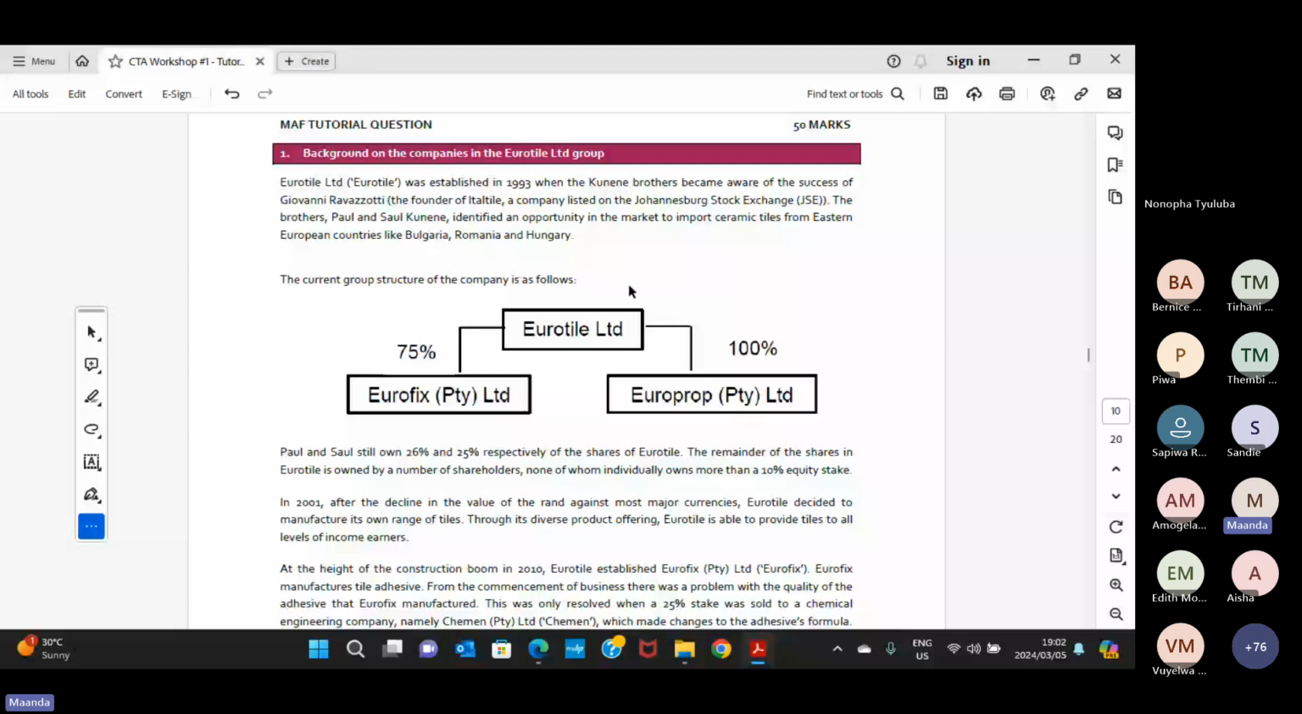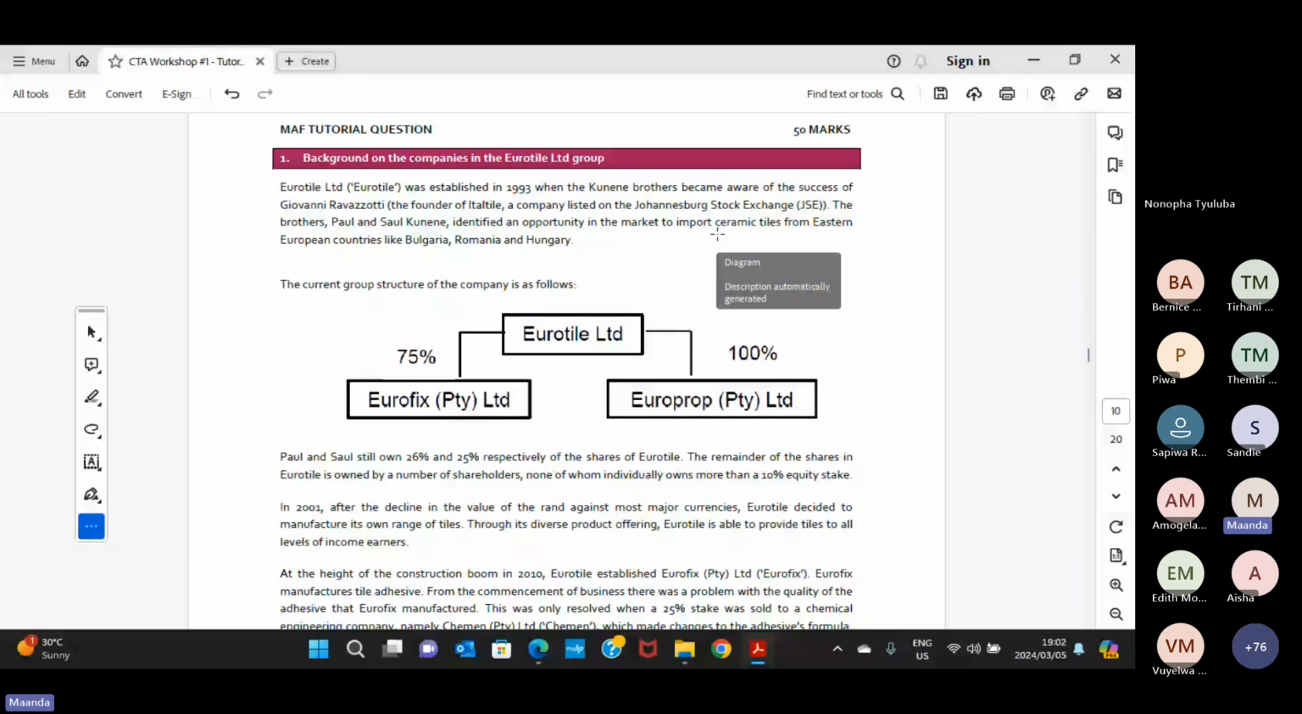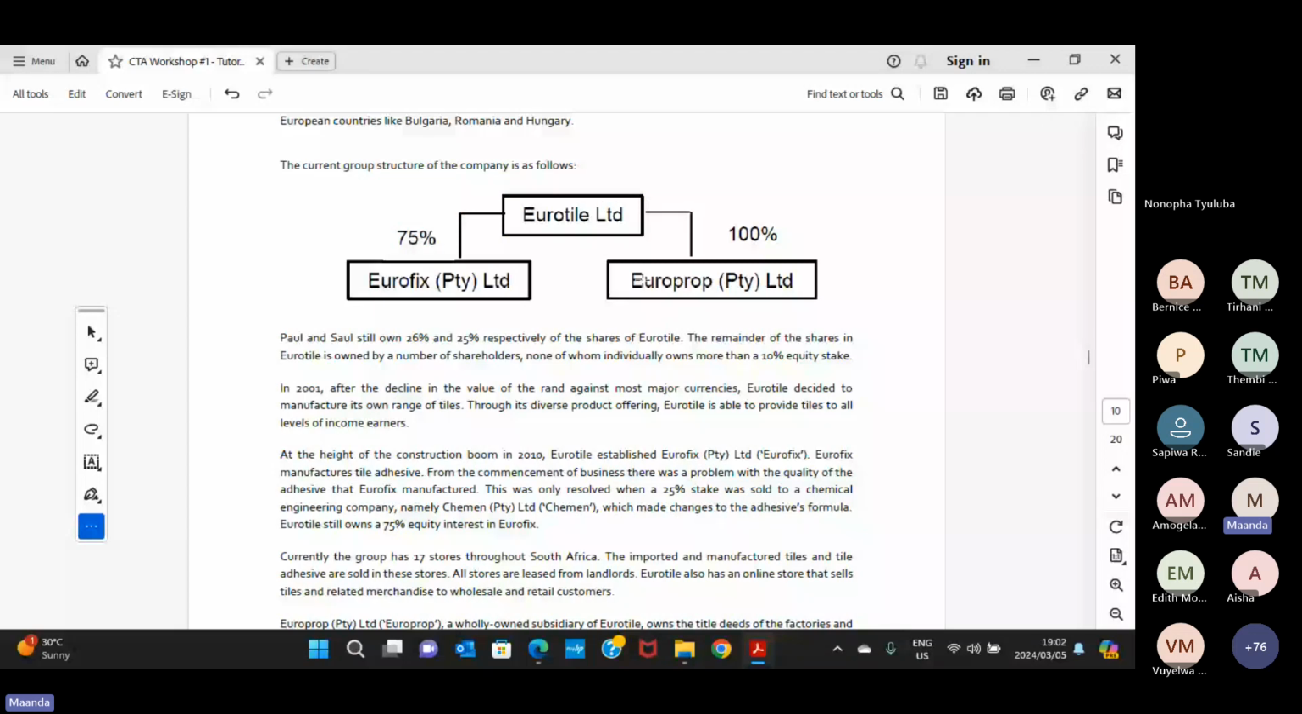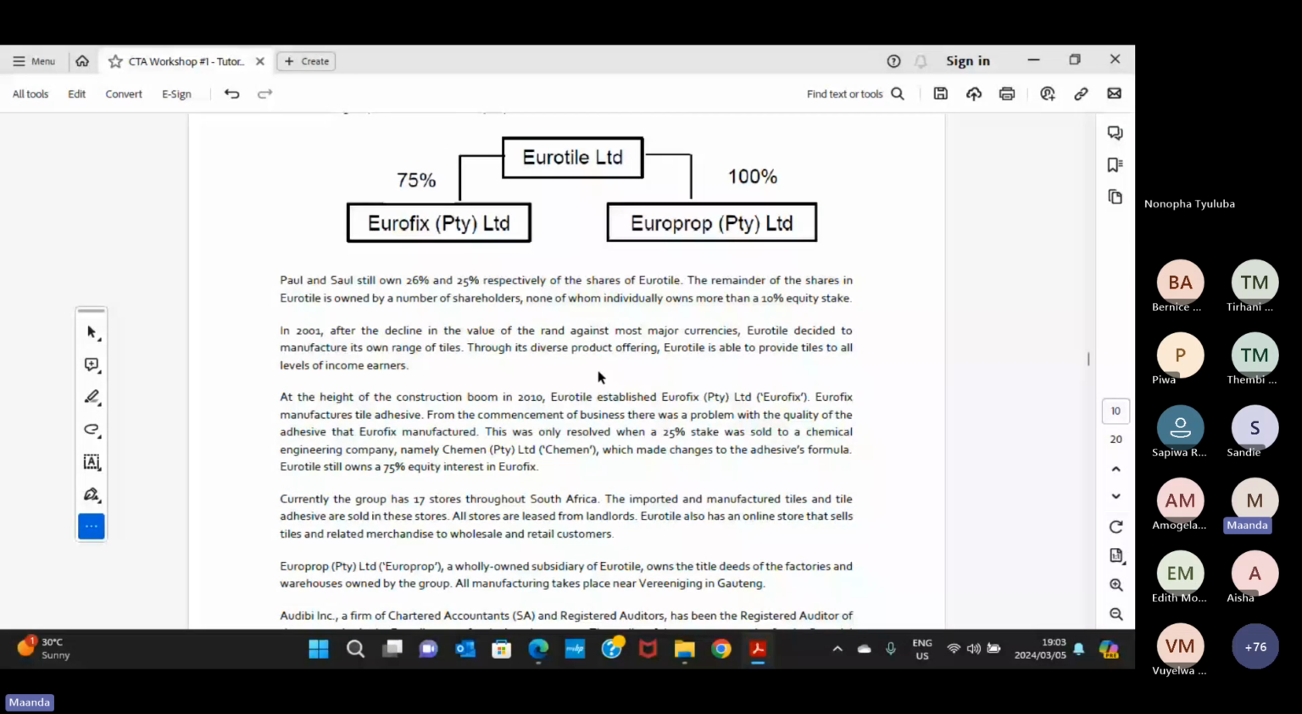So they're just telling us about the background of the company. Then they give us the group structure. We see that Eurotile, a public company, listed, controls Eurofix, and also controls Europrop, right? 75% here and 100%. So we are told that Paul and Saul still own 26% and 25% respectively of the shares of Eurotile. The remainder, because this is listed, is owned by a number of shareholders, none of whom individually owns more than a 10% equity stake.